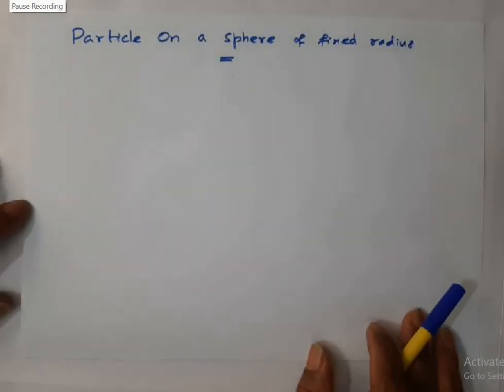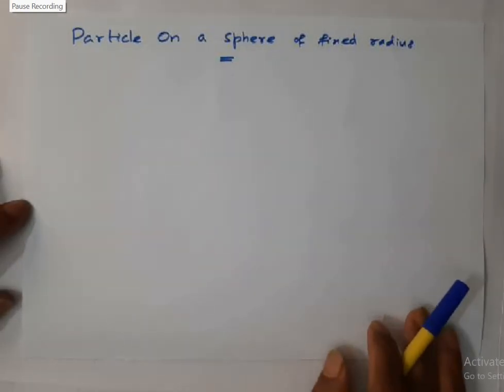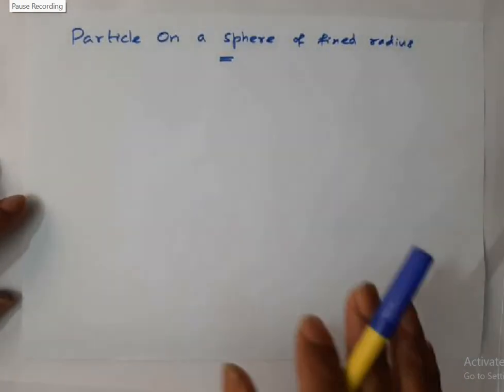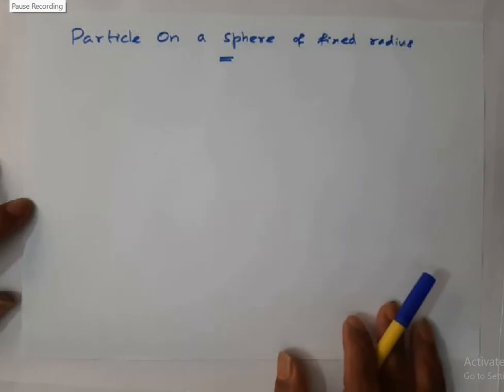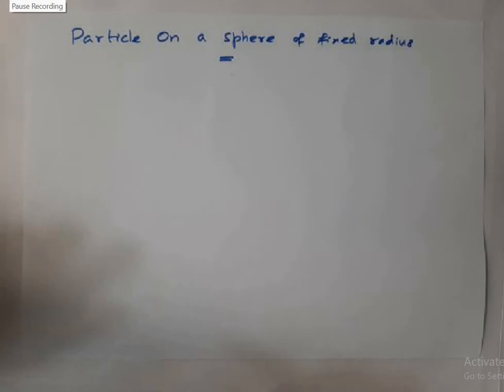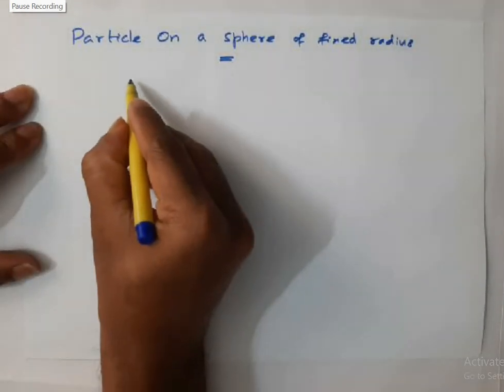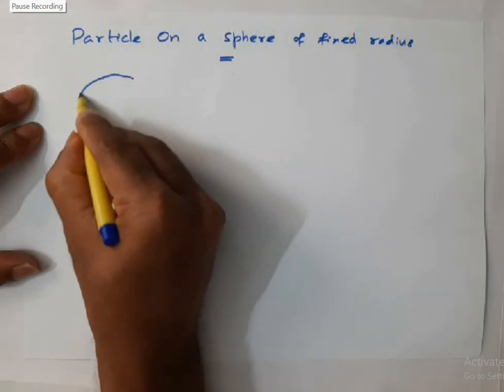In this lecture, I am going to discuss a particle on a sphere of fixed radius. This is actually a model problem. For this problem, we can solve the Schrodinger equation exactly. So let us consider a particle moving on a sphere.